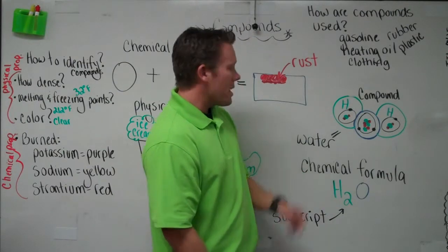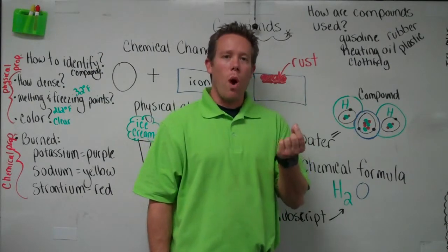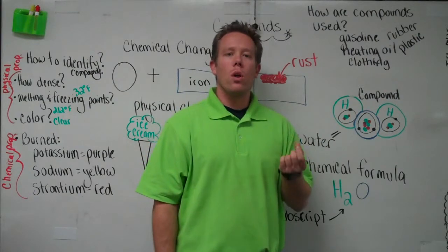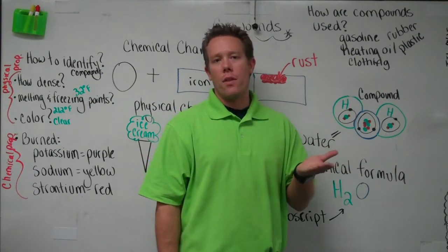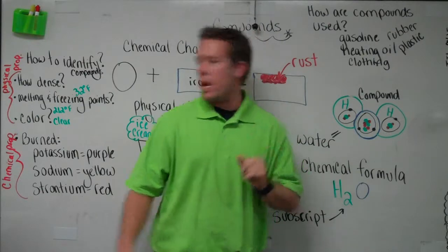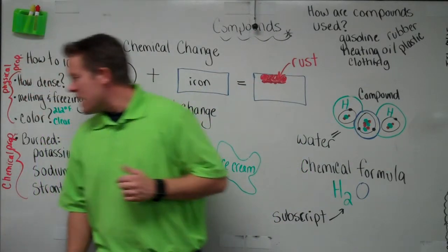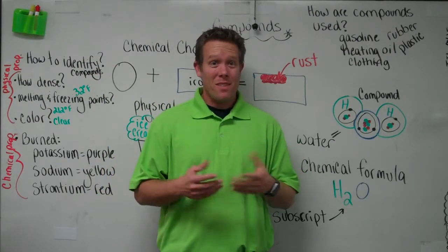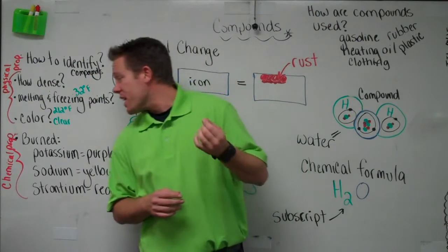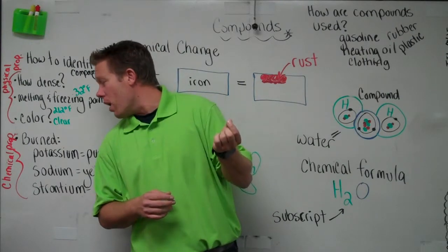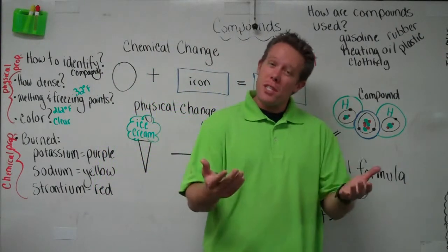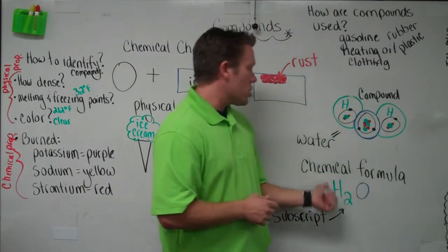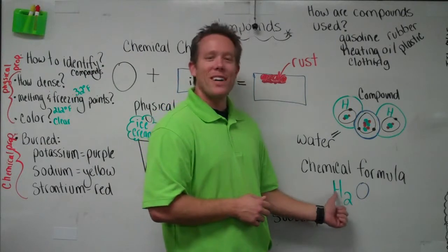Okay? The chemical formula for water is H2O. That's called the chemical formula. Alright, so you'll see other ones. Sugar, for example, is C6H12O6. That's the chemical formula for sugar. So you can see some chemicals get more or less complicated, okay? H2O is water.